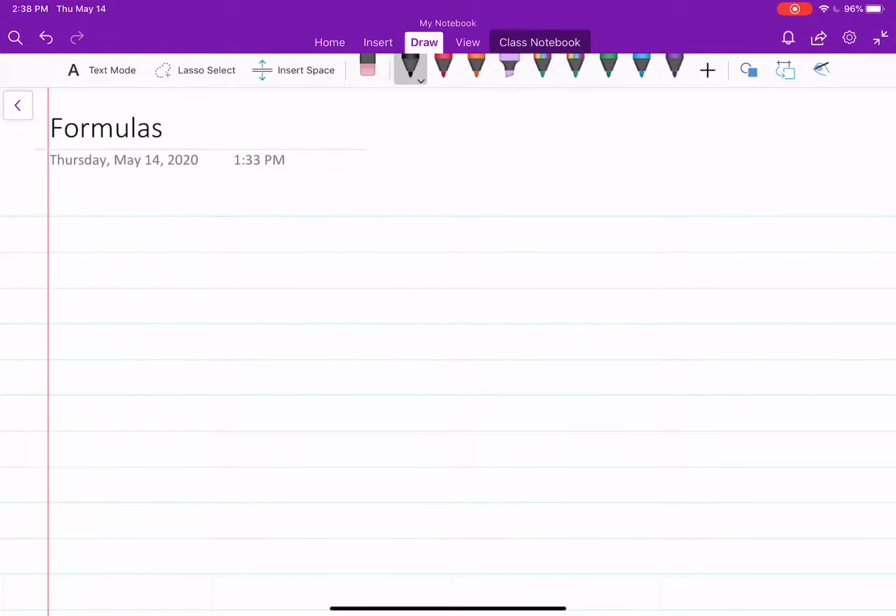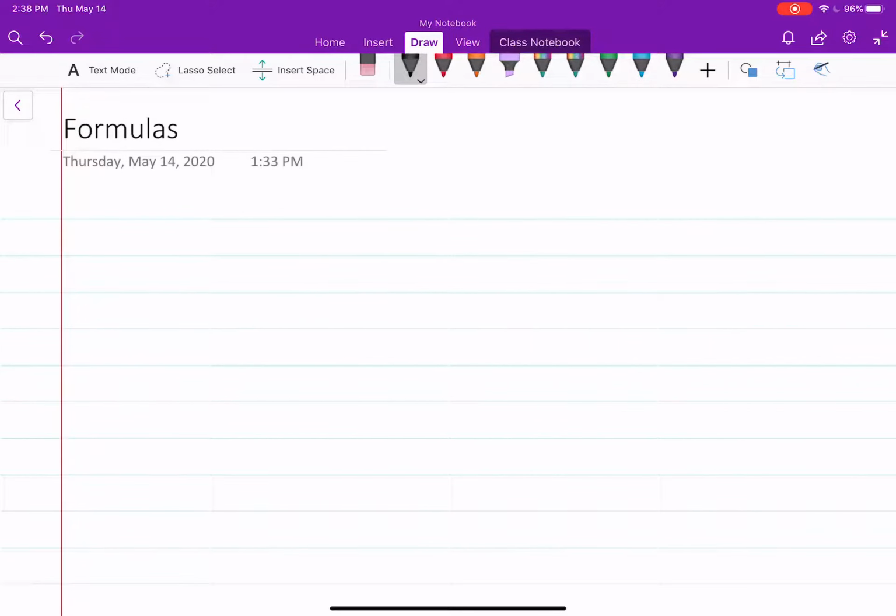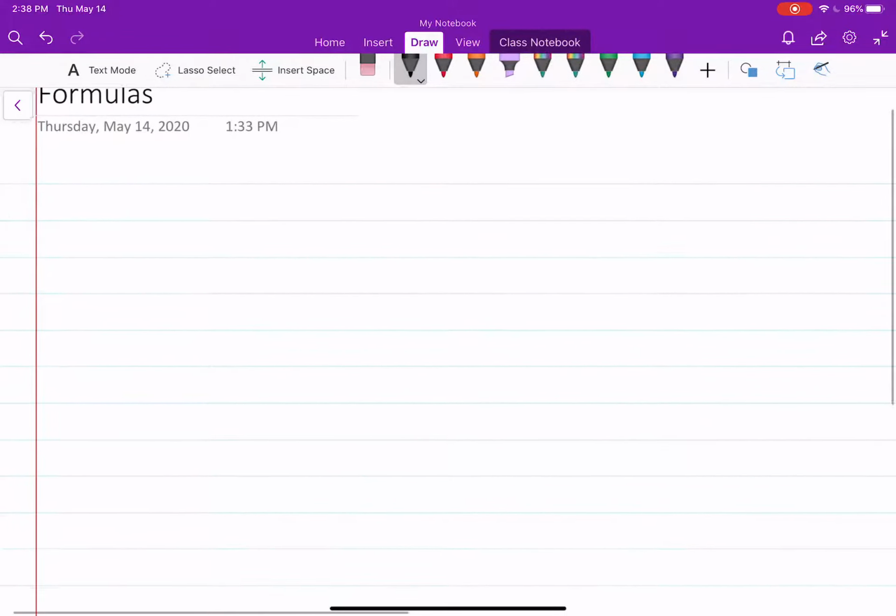All right, so today we're talking about formulas. Formulas is basically where you're probably not going to have numbers. You're probably just going to have variables, and you're going to have to solve for one of the specified variables. So in this section, you're going to see a couple of different types of problems.